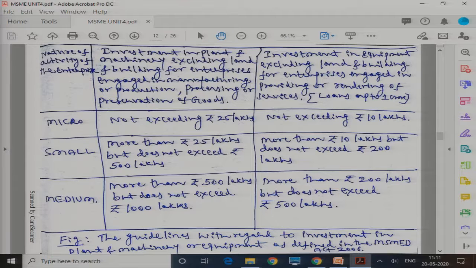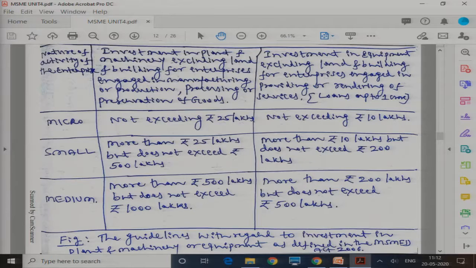What it talks about is they have clubbed the manufacturing and service sector in the same bucket. So here, for micro, investment is less than 1 crore and the turnover is less than 5 crores of rupees. For a small scale, the investment is less than rupees 10 crore and turnover is less than 50 crores. Similarly, for a medium enterprise, investment less than 20 crore, turnover less than 100 crore.